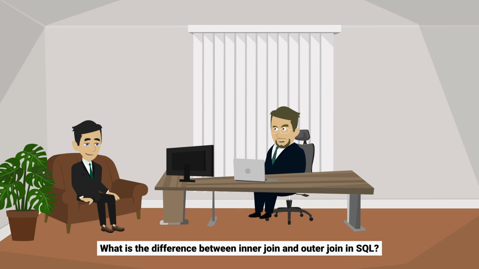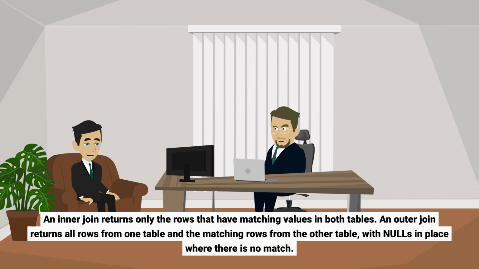What is the difference between inner join and outer join in SQL? An inner join returns only the rows that have matching values in both tables. An outer join returns all rows from one table and the matching rows from the other table, with nulls in place where there is no match.